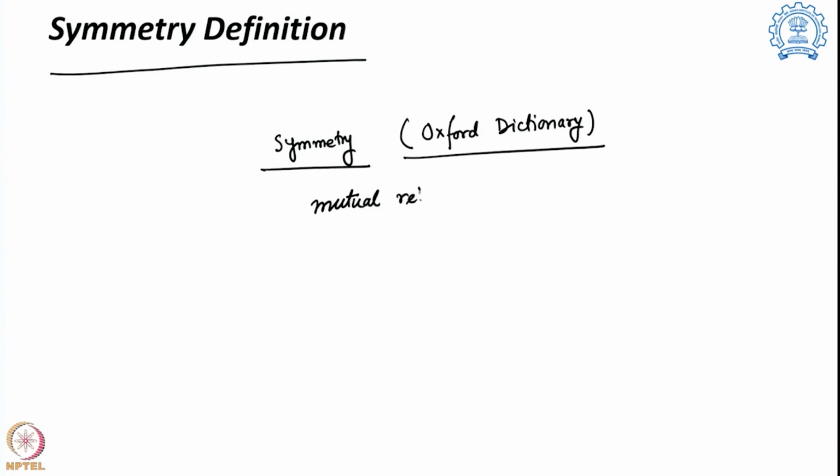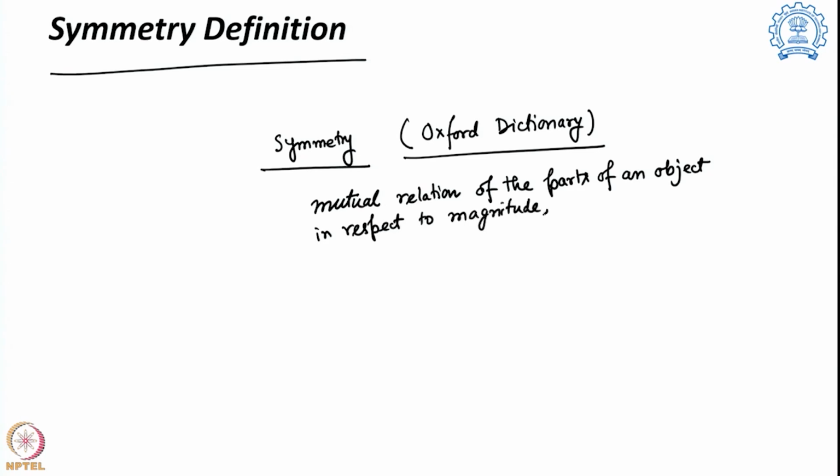Mutual relation of the parts of an object in respect to magnitude, position, relative measurement, and arrangement of parts.